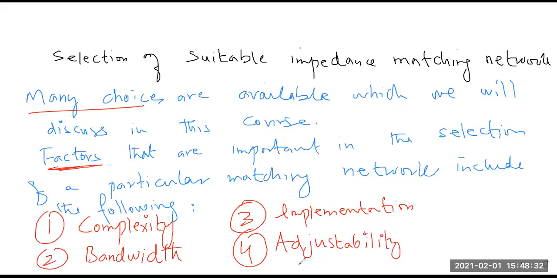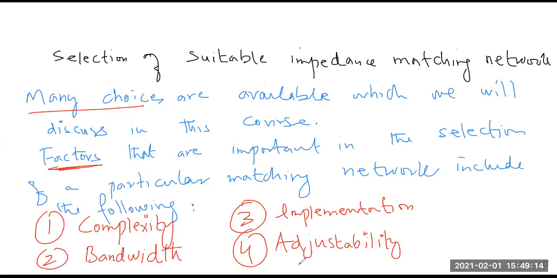There are some impedance matching circuits which are not adjustable, and there are some impedance matching circuits which are adjustable. So now you need to find out whether the problem that you are solving involves a fixed load or a variable or changing load. If you are dealing with a fixed load, then of course you are going to select that impedance matching circuit which is suitable for a fixed load. But if your load is changing, then you are going to select that impedance matching circuit which can be easily adjusted for this new load.